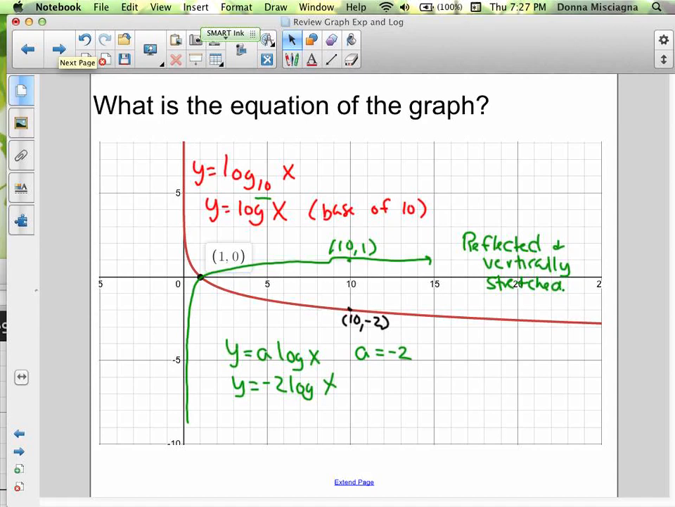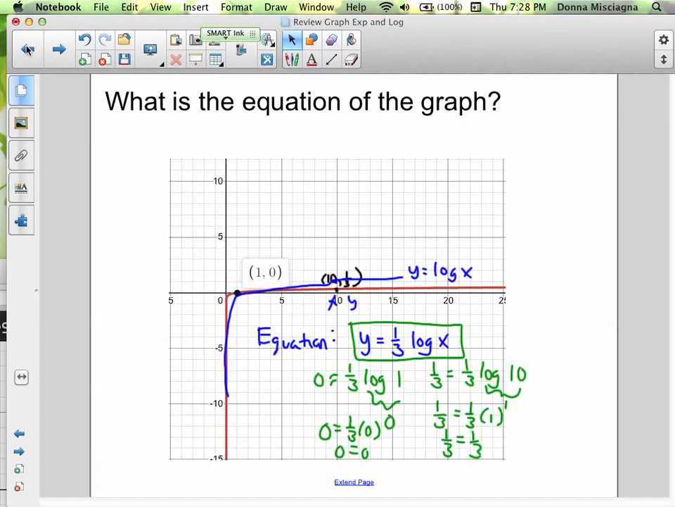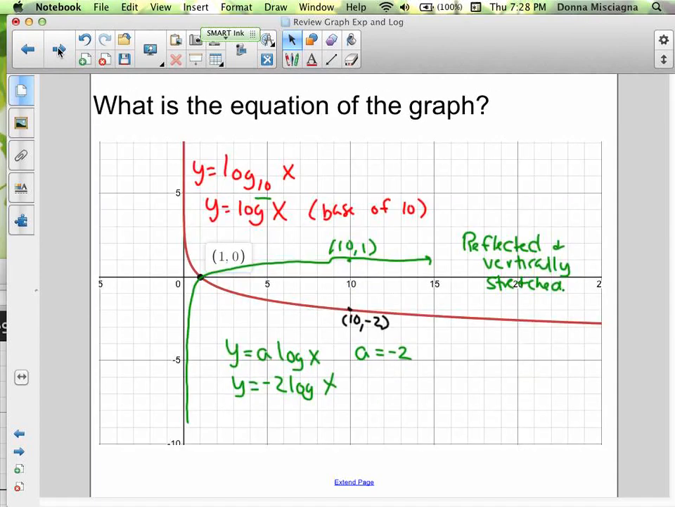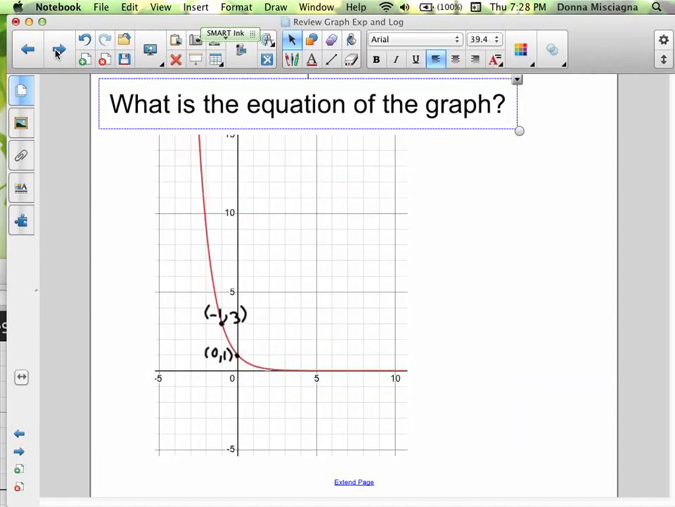Right? So find a point that you can work with, and then try to figure out how our graph was stretched or if it was reflected. Right? And let's say you don't have a whole lot of points, rule out what it can't be. All right, so if it's stretched, it's not going to be a fraction because that compresses. All right, if it's not reflected, it's not going to be negative. It's going to be positive. So you can rule out some answers that way.